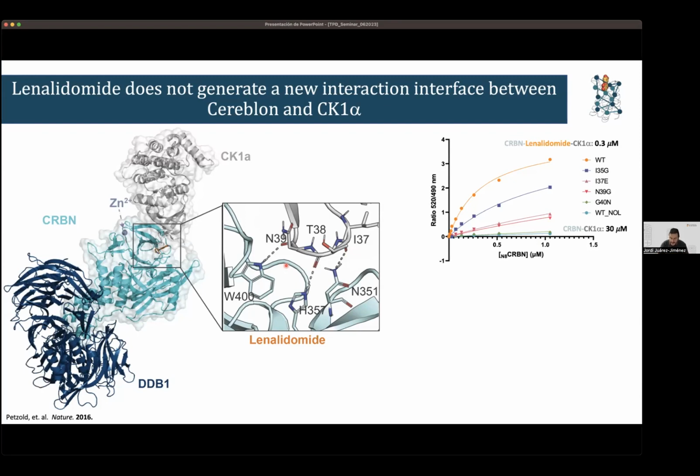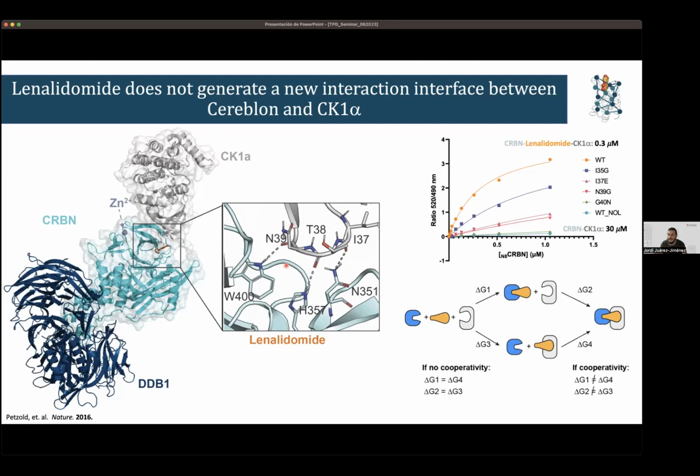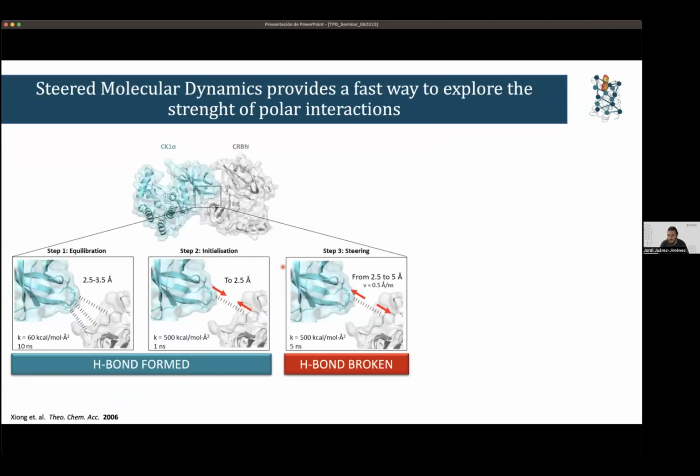So the way that we think about this is that you actually have a cooperative mechanism going on. Somehow there is something in this ternary complex that makes it more than the sum of its parts. And what we hypothesize is that whatever was going on had to do with the strength of these 3 hydrogen bonds at the interface between Cereblon and CK1 alpha. So we developed a protocol that could allow us to computationally evaluate the strength of the individual hydrogen bonds, using what we call steered molecular dynamics.